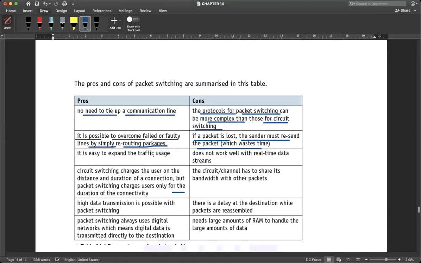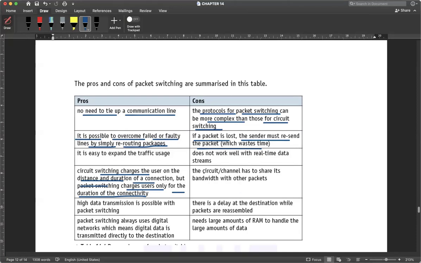Number 3, circuit switching charges the user based on the distance and duration of a connection, but packet switching charges users only for the duration of the connection. So circuit switching charges a user on distance and duration, but in packet switching you only pay for the duration of connectivity. So between circuit switching and packet switching, there is a big difference.